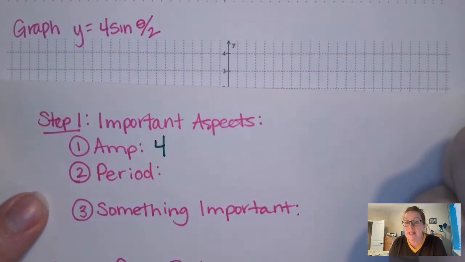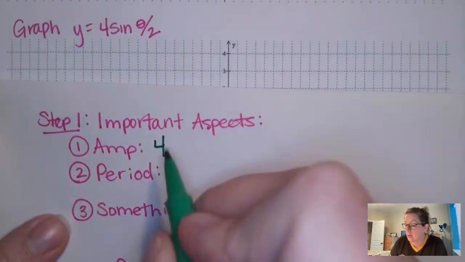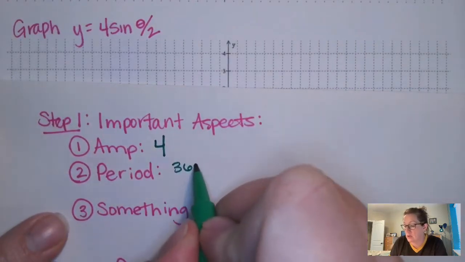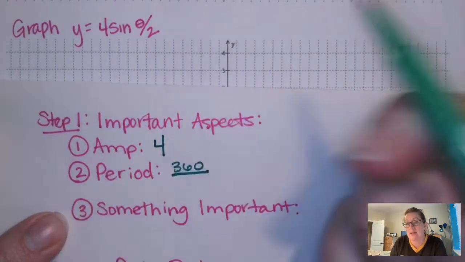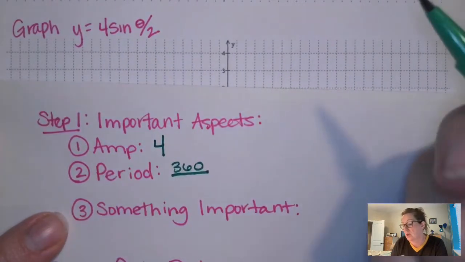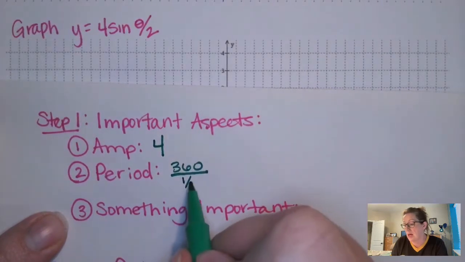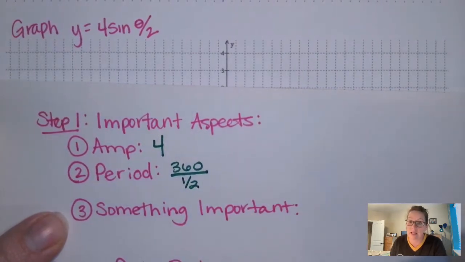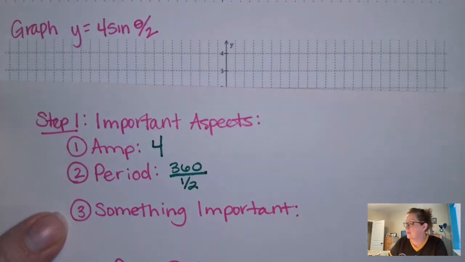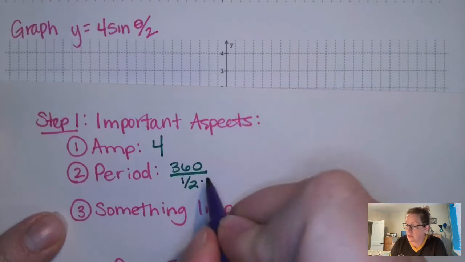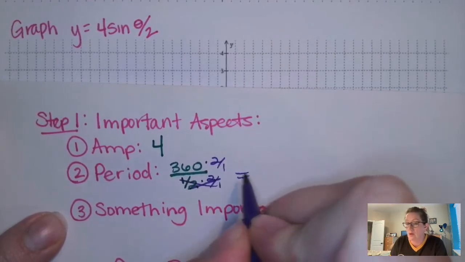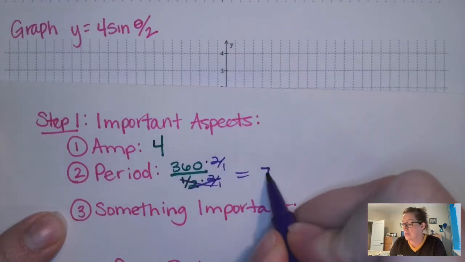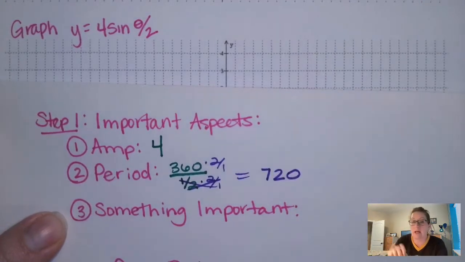Our period for sines and cosines is always going to be 360 or 2 pi divided by whatever we're doing to our theta. In this case, we're dividing it by 2, so that really means we're multiplying by a half. So we need to divide by the half. 360 divided by 1/2, well, remember we can't divide by a fraction, so we're really going to multiply by the reciprocal, right? So 360 times 2, we get 720.